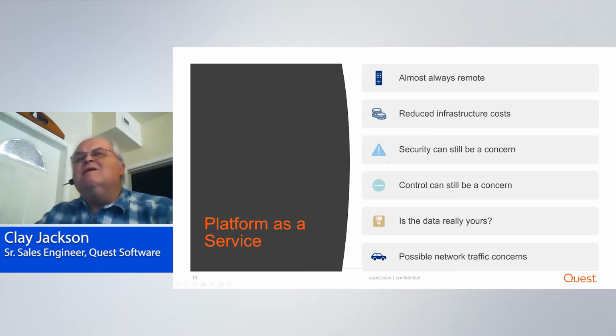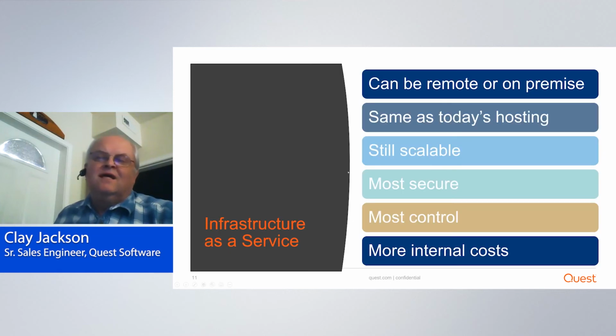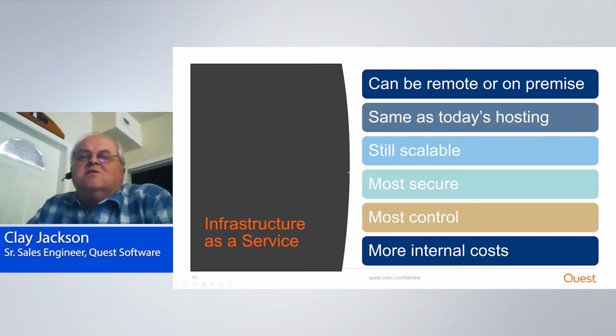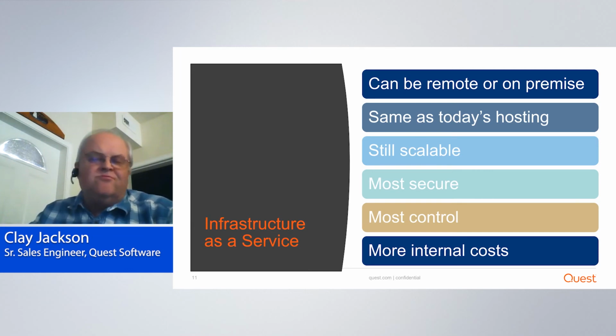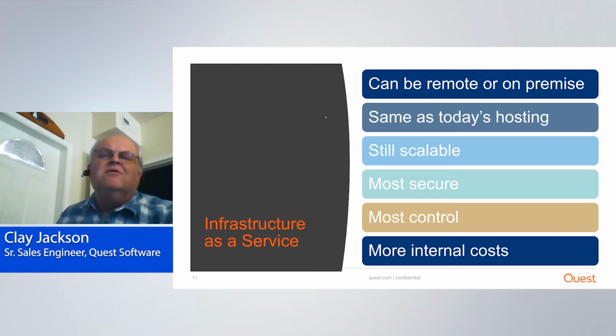Platform as a service: again, almost always remote, reduced infrastructure costs. Security is still a concern. You're relying on a vendor to do that for you. Control can be a concern, and again, is the data really yours? And still network traffic. Infrastructure: remote or on-prem, it's really the same thing as today's hosting with a little bit of provisioning tacked on top. Still scalable, most secure, most control, but now you've got to manage it yourself and you've got to manage those internal costs. So there's your trade-off with infrastructure as a service.